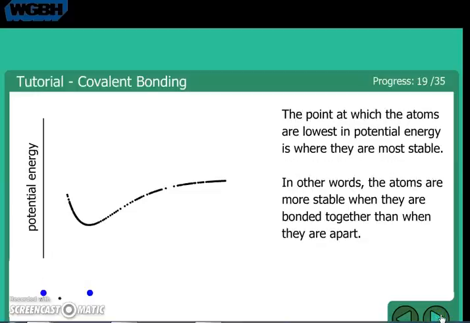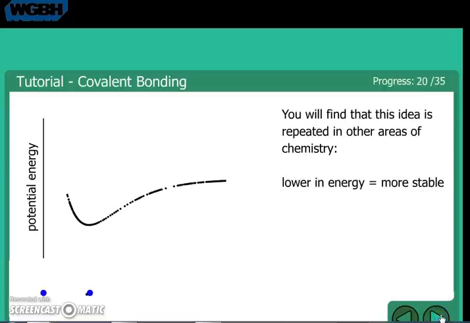The point at which these atoms are lowest in potential energy is where they are most stable. In other words, the atoms are more stable when they are bonded together than when they are apart. You can answer question 11. You will find that this idea is repeated in other areas of chemistry. Lower in energy equals more stable.